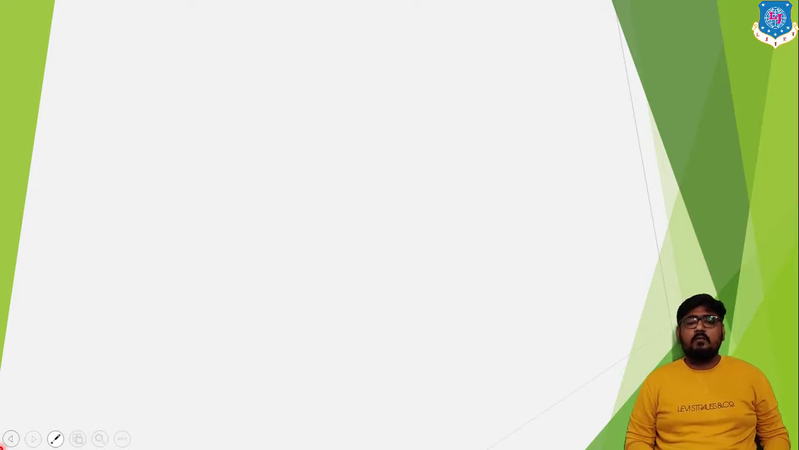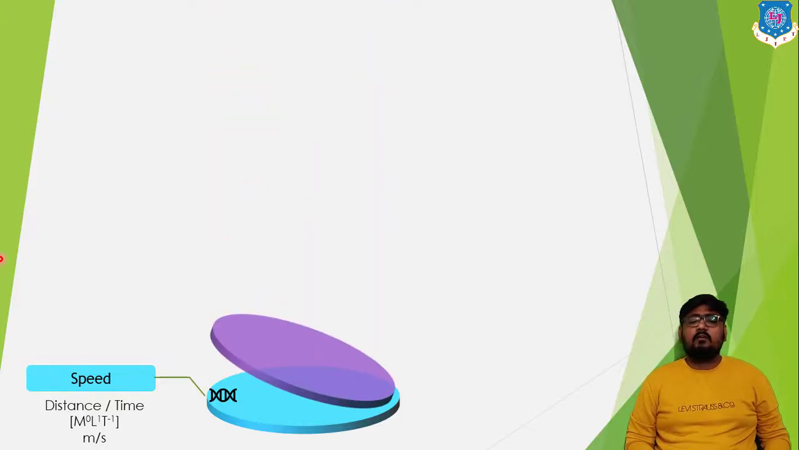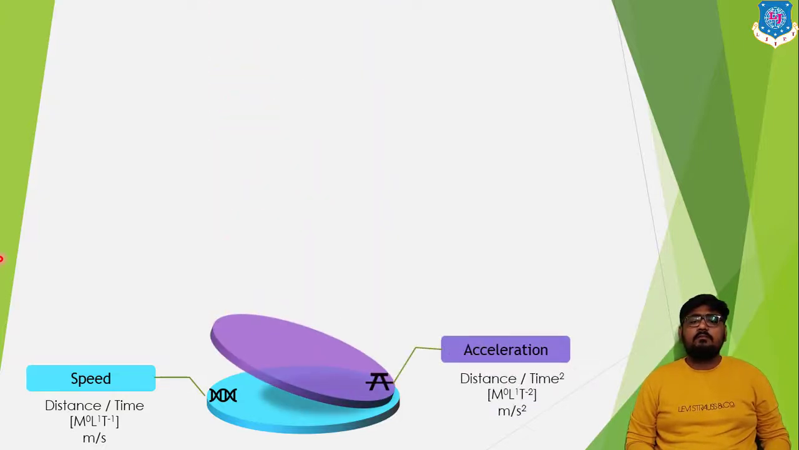So the first quantity which we are going to discuss is the speed. As we all know, speed is defined as distance upon time. So distance per unit time, that is M0 L1 T raised to minus 1, that is the dimensional formula, and the unit is meter per second. Next is acceleration. Acceleration is equal to distance upon time square. So M0 L1 T raised to minus 2, and the unit will be meter upon second square.